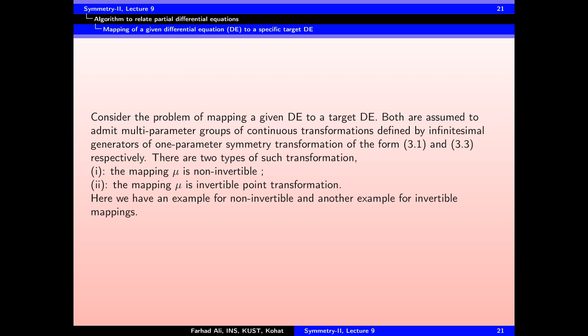Now, there are two types of mapping. One is the non-invertible mapping and the second is the invertible mapping. So where is the mu non-invertible and where is it invertible? This is a question. The non-invertible mapping occurs where the number of symmetries of the given system is not equal to the number of symmetries of the target system. And mu will be invertible if the symmetries of the given system and the target system are the same. So we give an example for each one.